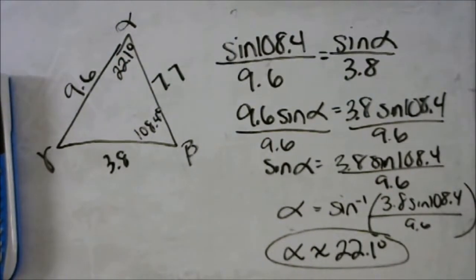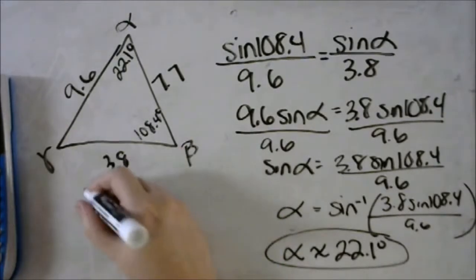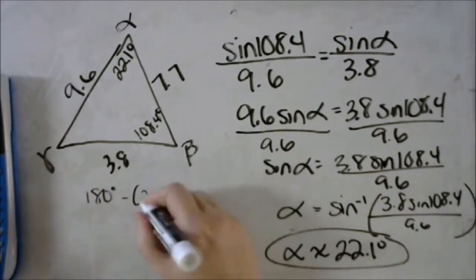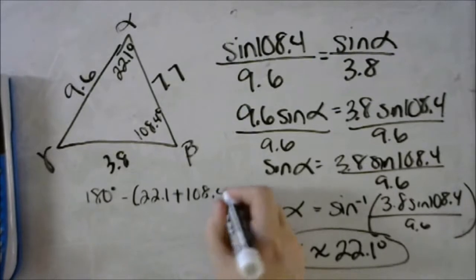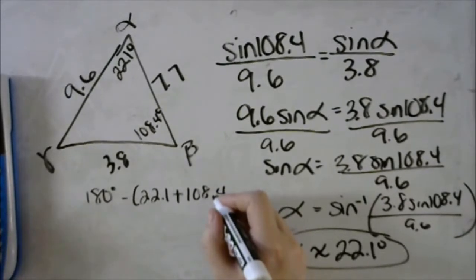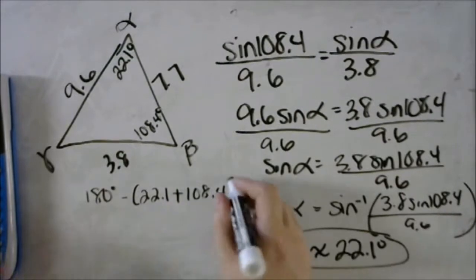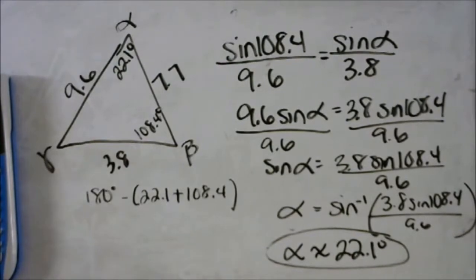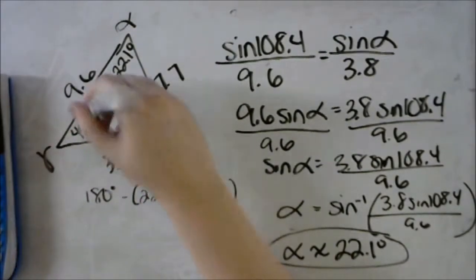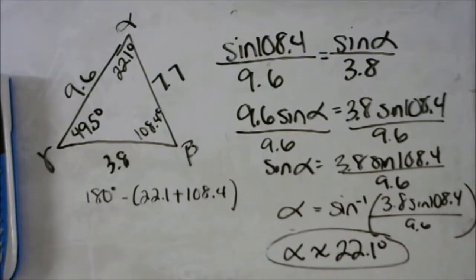And here again we have options. We can use the law of cosines to find the remaining angle. We can use the law of sines to find the remaining angle. But we also know that the triangle angle sum is 180 degrees. So if we just apply the triangle angle sum, we know that gamma must be 180 degrees minus the sum of 22.1 and 108.4. And so we know that gamma is approximately 49.5 degrees, and we have solved the triangle using the law of cosines.